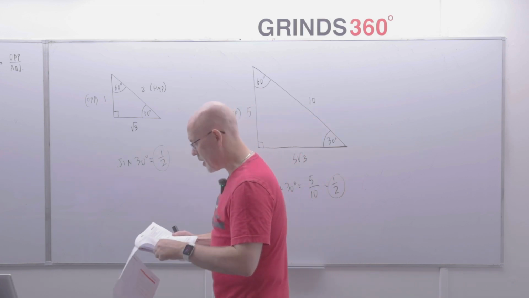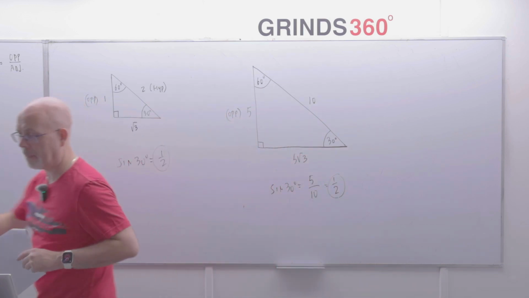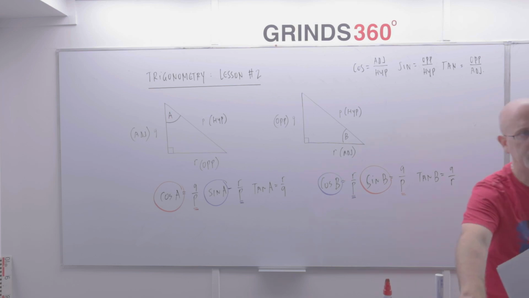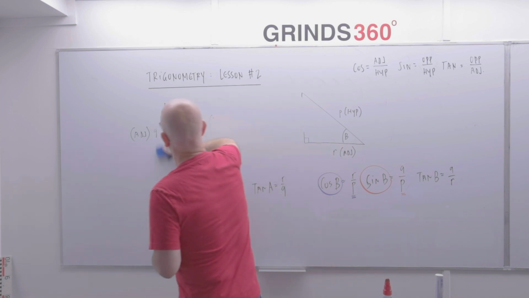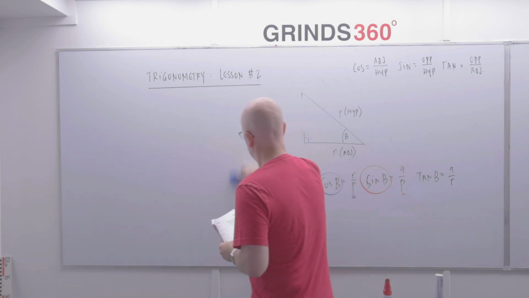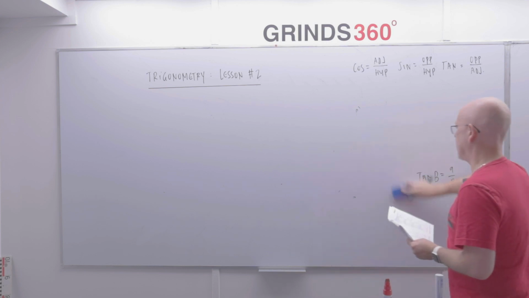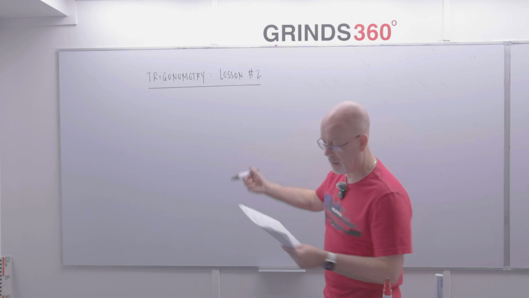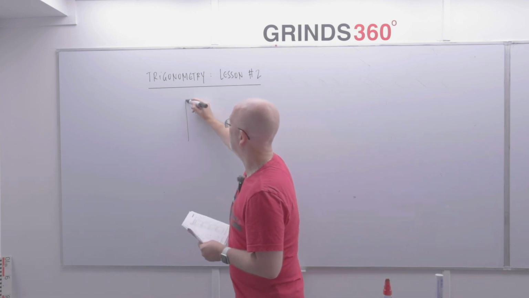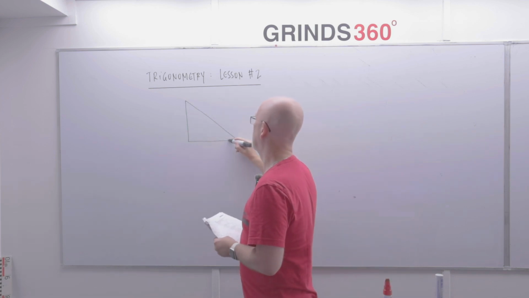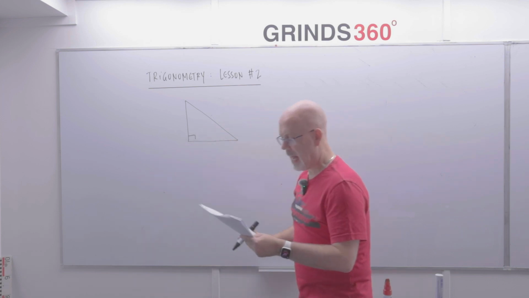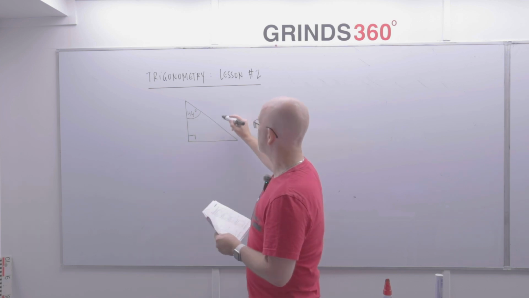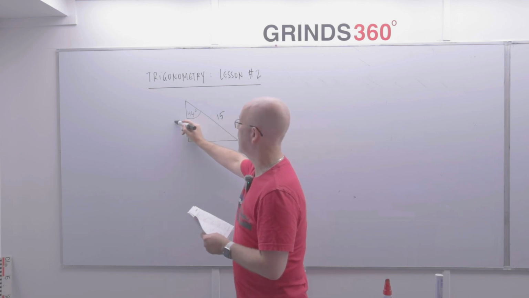So if you look at the first question then on page 14. Remembering again that this method only works for right angle triangles. So we've got this right angle triangle here, and that angle is marked as 44 degrees. This is marked as 15. And we're asked to find that side there.